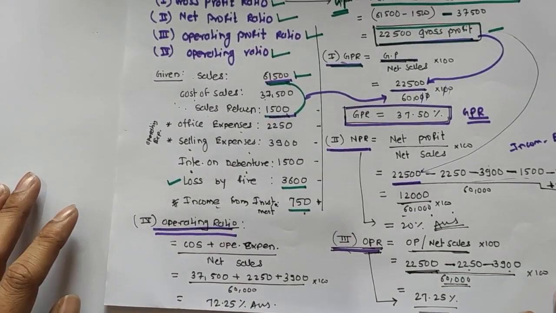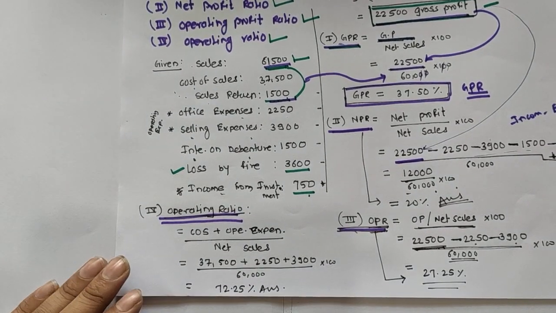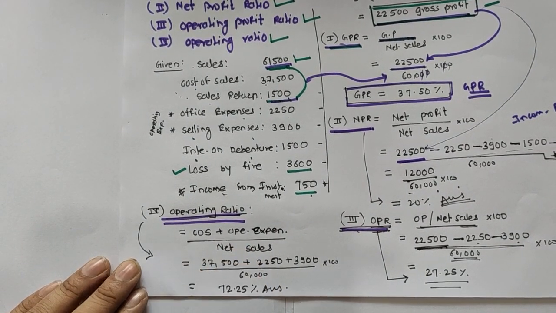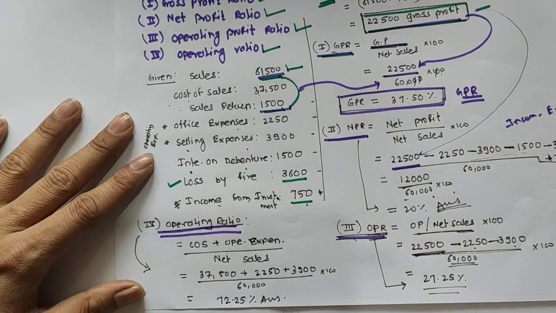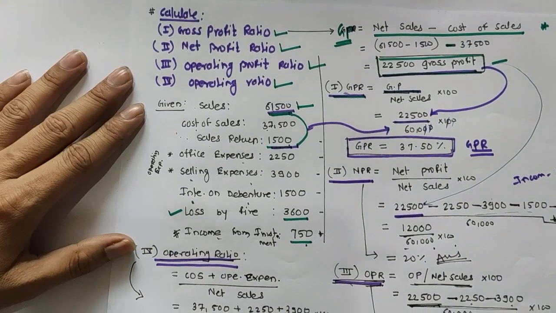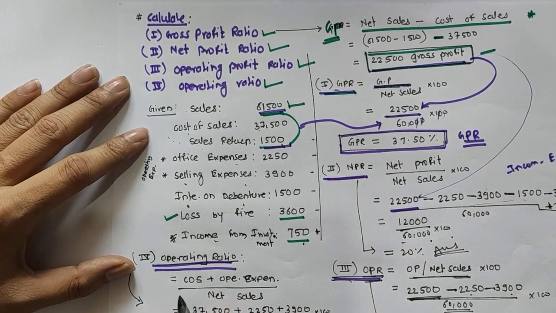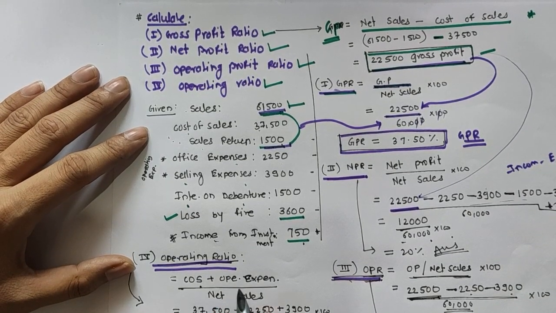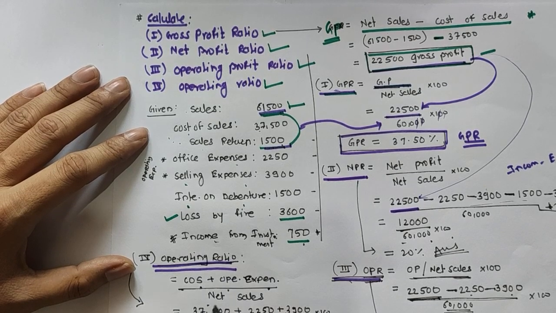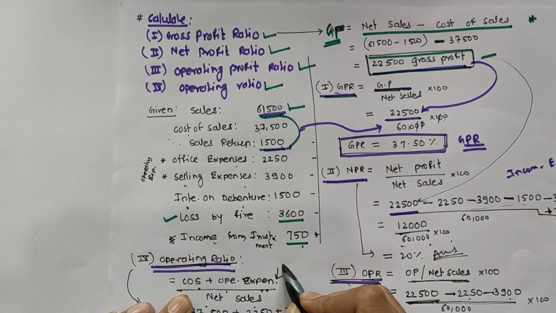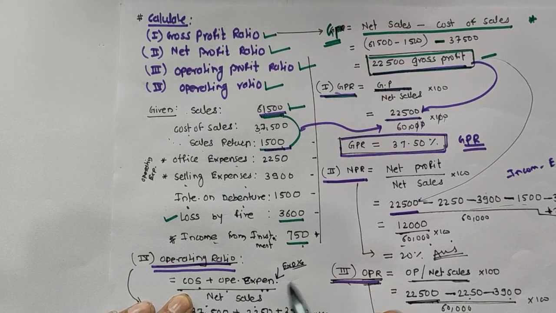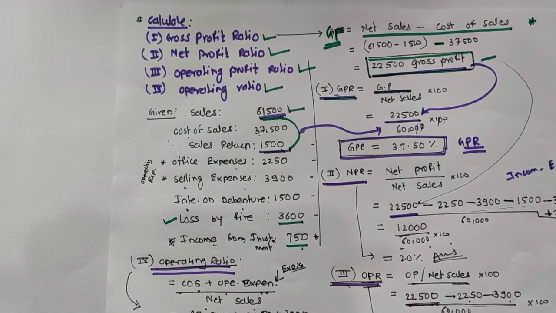Now what is the operating ratio? The last point we have to study in this chapter is the operating ratio. So how to calculate the operating ratio? See friends, operating ratio is nothing but the cost of sales plus operating expenses divided by net sale. In other words, all your expenses are in the numerator. So in short you can remember it is expenses divided by net sale, right? That is your operating ratio.